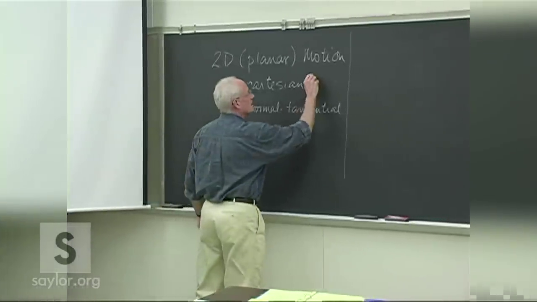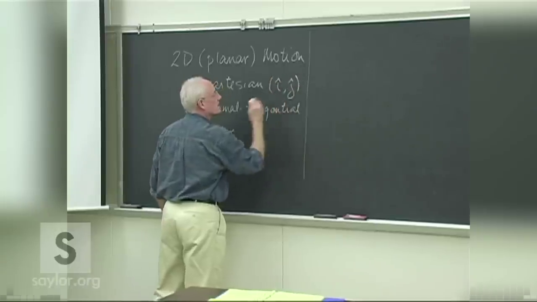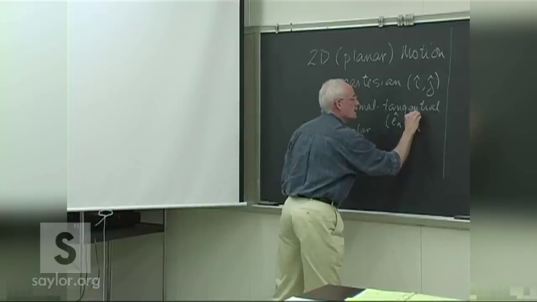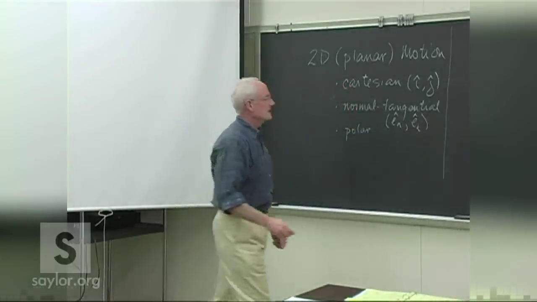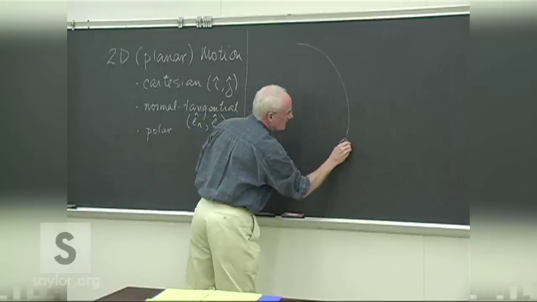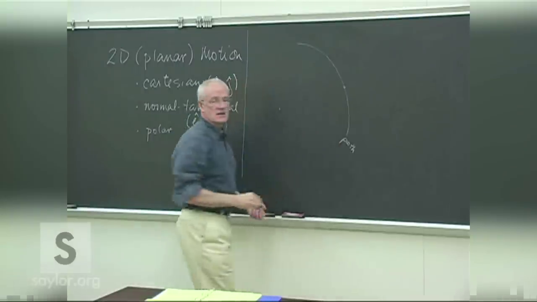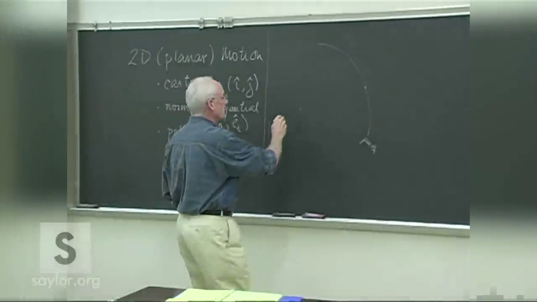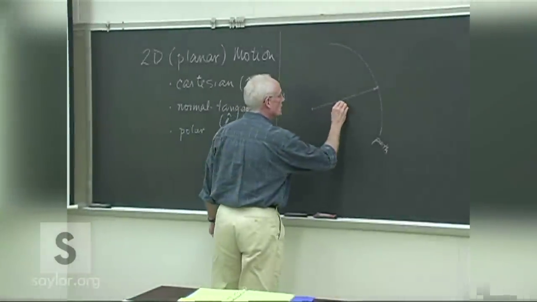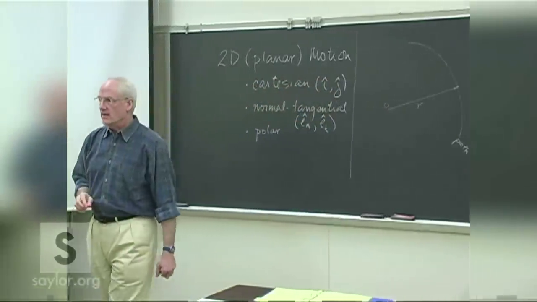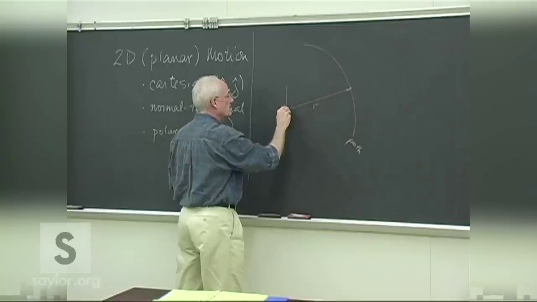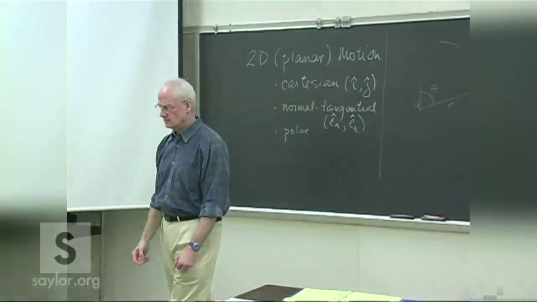And of course the unit vectors were i and j for Cartesian. I think we used e_n and e_t for this one. Now the polar coordinate system is only slightly different than the normal. Same kind of idea. So here's some path upon which our object is traveling, and it happens to be at some point on that path. The location of that is described as being some distance r from some origin O, which tells us how far away it is from the origin. Then the direction is described by some angle theta, measured from some reference direction.